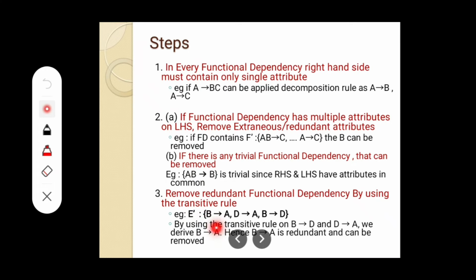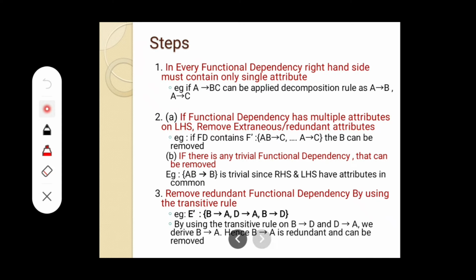Clear? So by using the transitive rule, B determines D and D determines A, we can derive B determines A. Hence B determines A is redundant and can be removed. So B determines A is what? It is an extraneous functional dependency and that can be removed.